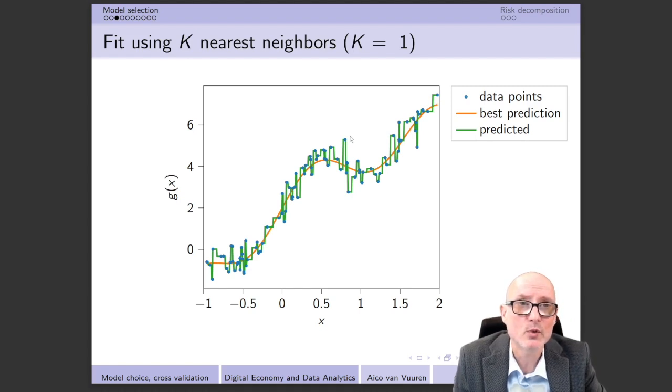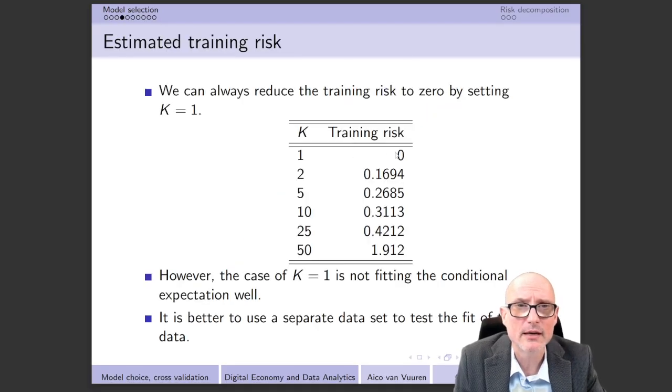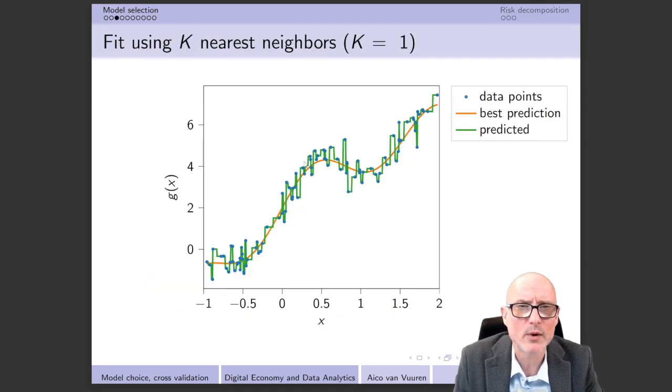Well, that is of course very special with respect to k nearest neighbors in the case that k is equal to 1. So indeed we should realize that it makes sense that the training risk is equal to 0 when k is equal to 1. But the question of course arises, is that also a very good prediction? The answer to that is obviously no, because we already know that the best prediction is actually this orange curve that we have over here.